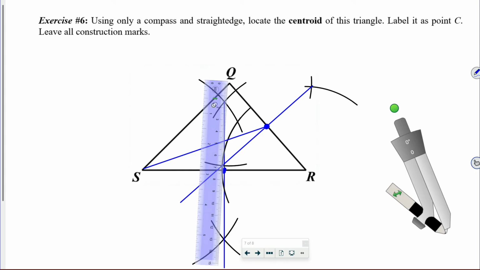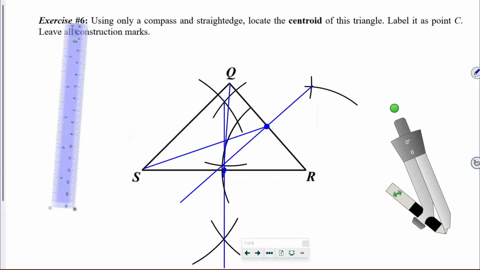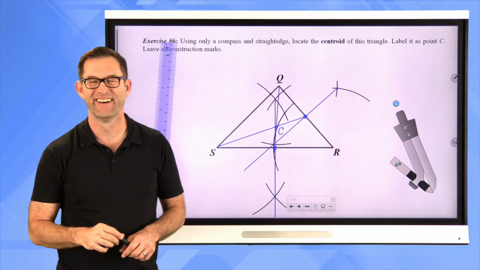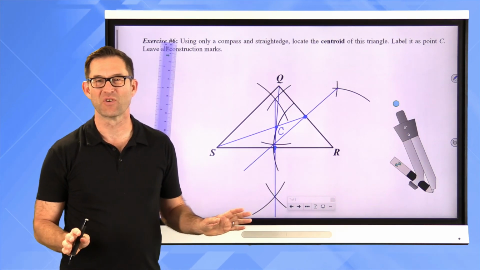Whoops. Close, come on. I need to tilt that a little bit more. Where those two medians intersect is my centroid, which is a little bit hard to see. And did they say label it point C. And there it is. Messy, messy, messy constructions, right?